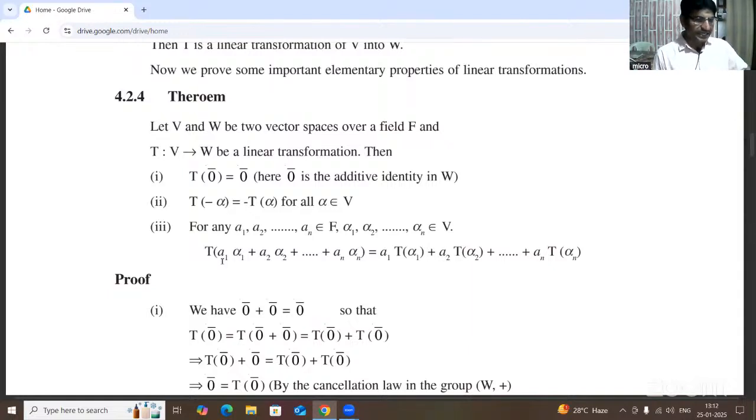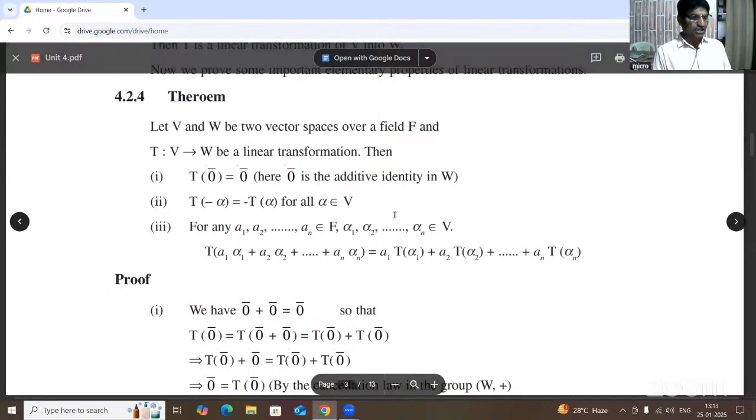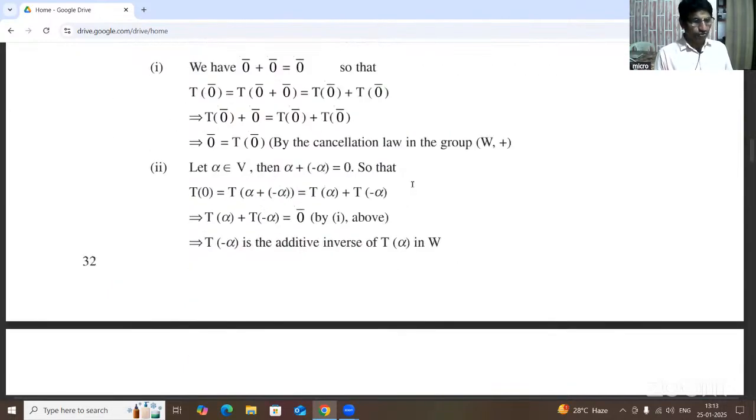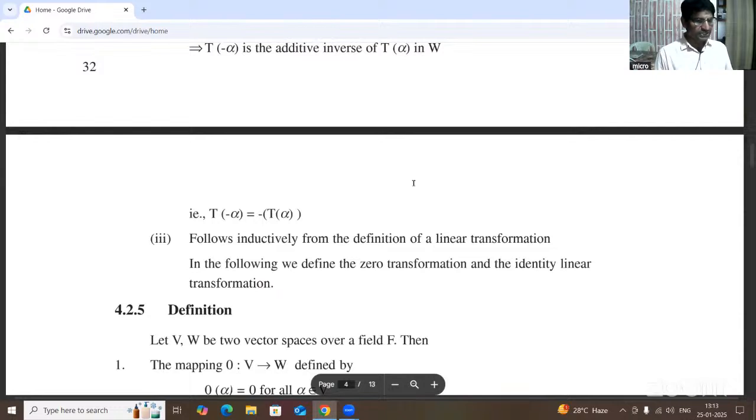To write the linear combination property: T of (a1 alpha 1 plus a2 alpha 2 plus so on plus an alpha n) equals a1 into T of alpha 1 plus a2 into T of alpha 2 plus so on plus an into T of alpha n. These are three simple properties of a linear transformation. Don't forget this one; these are simple questions given in the final examination.